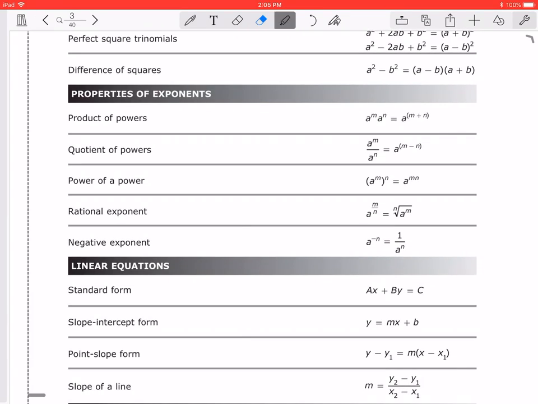And this is, we have the product of powers, the quotient of powers, power to a power, rational exponent, and the negative exponent. It gives us the rules. It should not be any more difficult than that. Product means to multiply. Quotient means to divide. Power to a power means that I'm taking something like here. It says a to the power of m, then the whole thing is to the power of n. Now, I have to remember, when I'm taking a power to a power, these exponents end up getting multiplied.